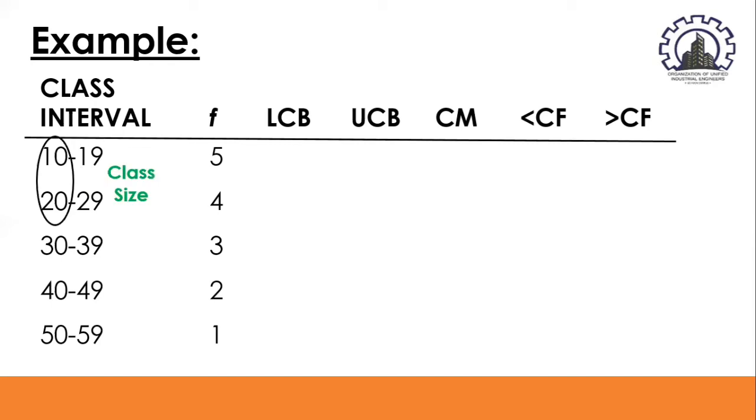And for the 10 and 20, that's our class size. Again, what's a class size? As we defined earlier, class size is the difference between two consecutive upper limits or two consecutive lower limits. Now, since 10 and 20 are two consecutive lower limits, this refers to our class size. And also the 19 and 20, these are two consecutive upper limits. So these refer to our class size as well.